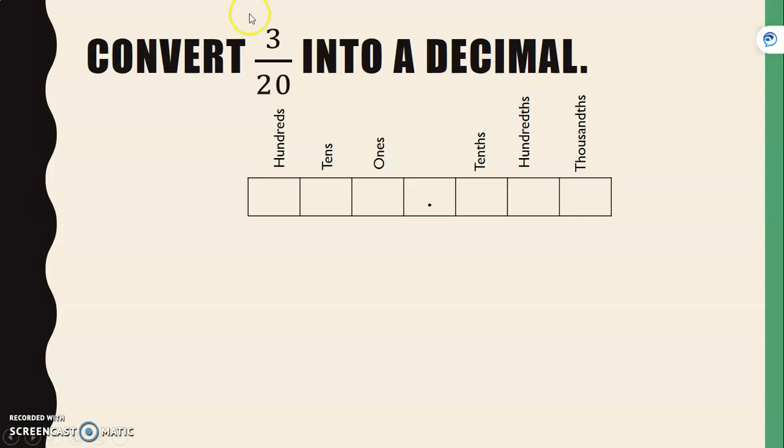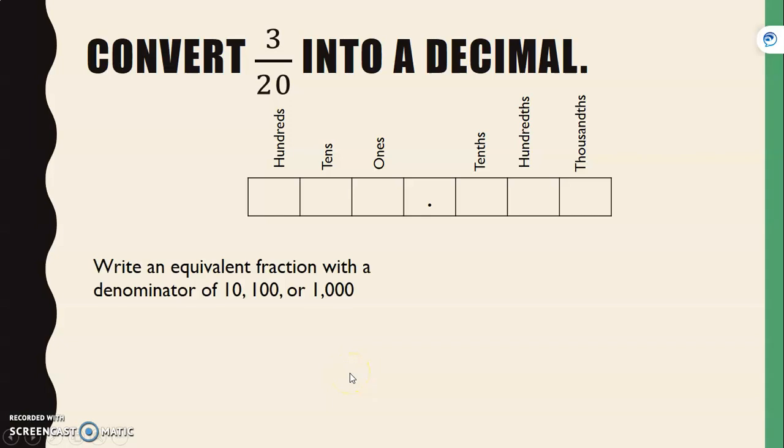All right, but what if we have a fraction where the denominator is not one that's in the place value chart? Well, we could write an equivalent fraction that has a denominator of 10, 100, or 1,000, because those are our place values here. So let's convert this fraction into an equivalent fraction with a denominator of 100, because I know I can get 20 to 100. I couldn't get it to 10 because I'd have to divide this by 10, and it wouldn't go evenly.